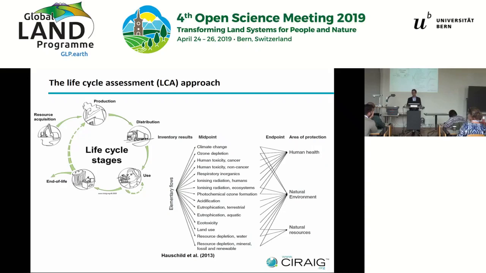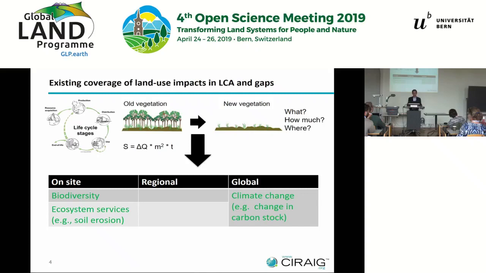And we can model the causality chain up to the endpoints, which are grouped into a few areas of protection, like human health, natural environment, and natural resources. And of course, land use is one of the impact categories we are addressing in life cycle assessment. So, state of the art in how we address impacts of land use in LCA: basically, we need to know the locations, the type of land cover change, the amount that is changed, and the duration of the new land cover.